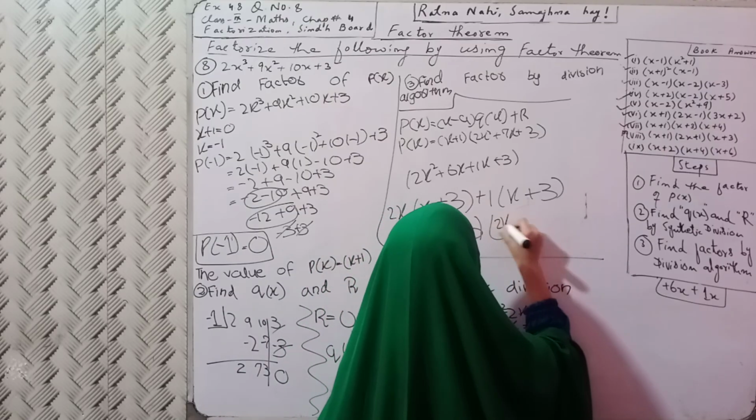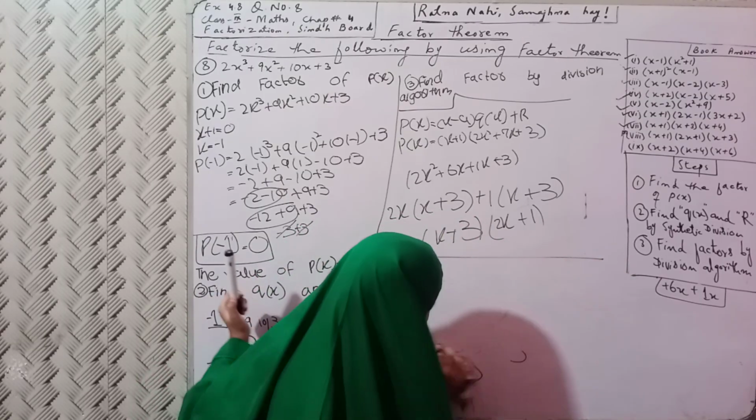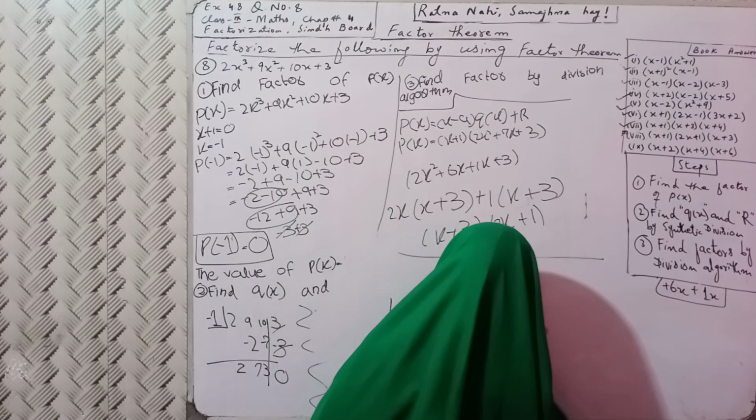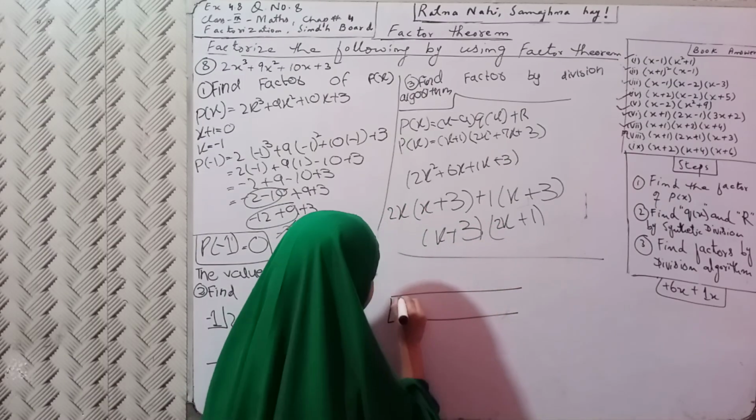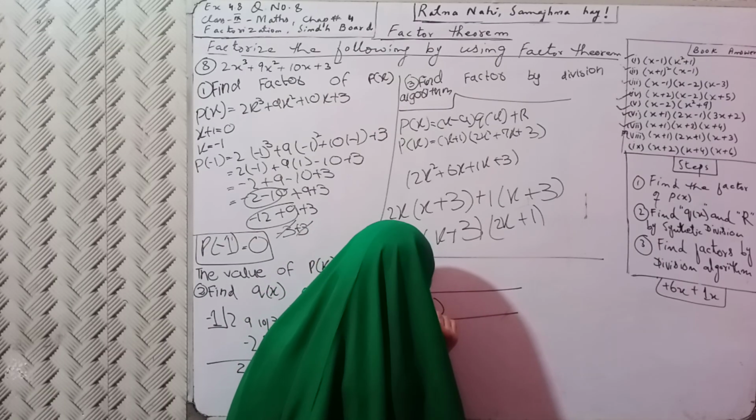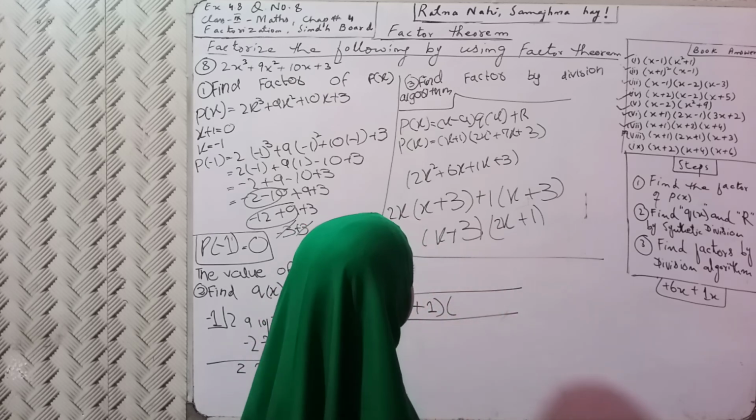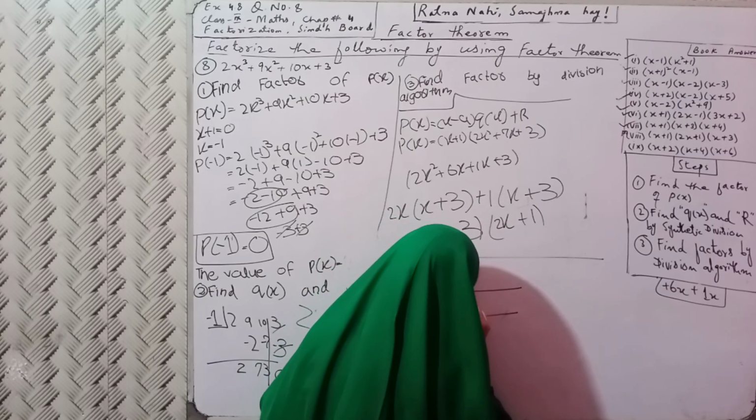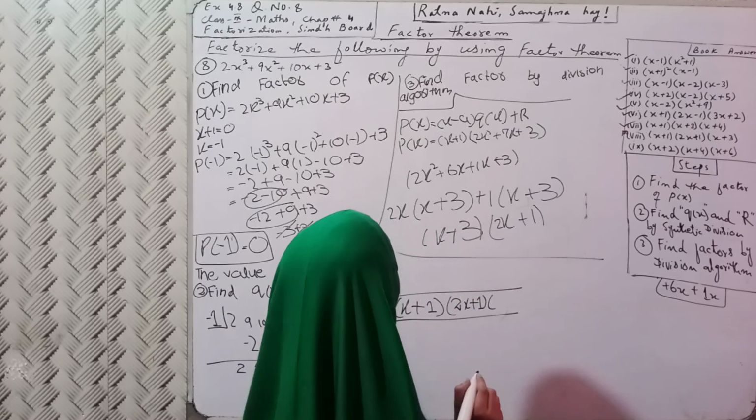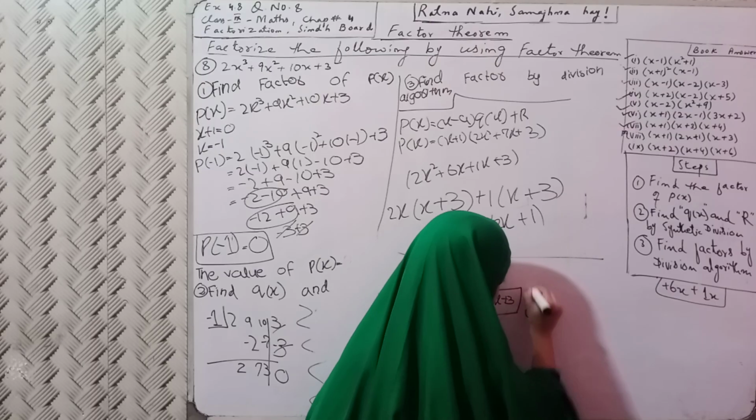So our answer, I will tell you. First of all I have no space, that's why I have removed it. Now I will tell you my answer. My answer is x plus 1, then 2x plus 1, then x plus 3, and this is our answer.